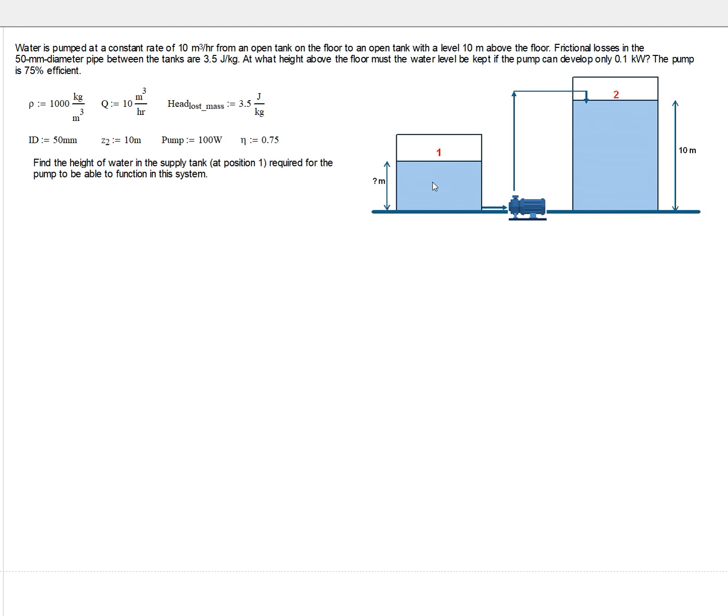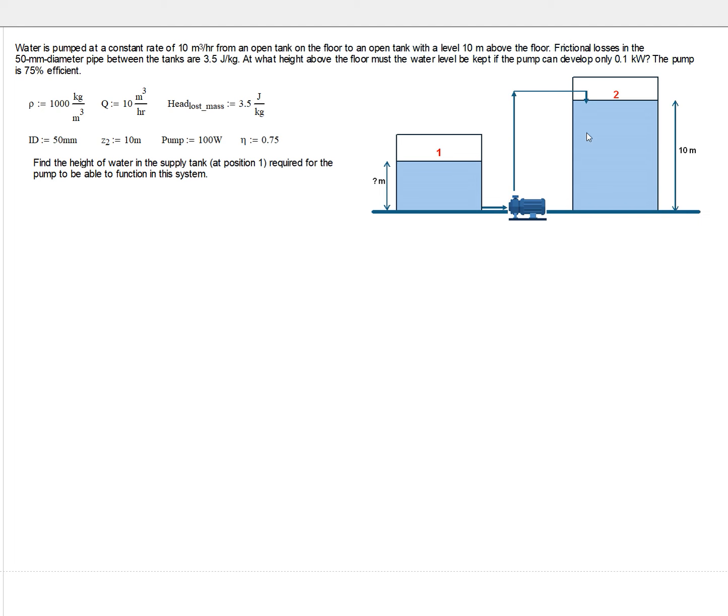Alright, so we got a schematic, we got a supply tank, a receiving tank, and a pump in between. There's a bit of an elevation difference, and notice this is not a very powerful pump. We are flowing water through a 5 centimeter diameter pipe, a couple inches in diameter. We want to know what height this level must be so that we can get water flowing through here.